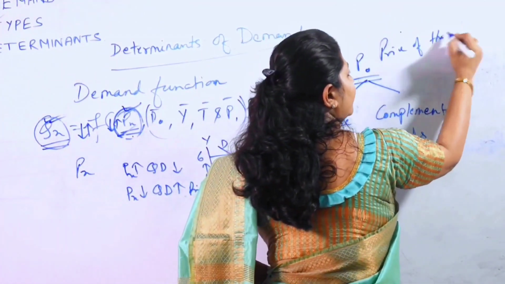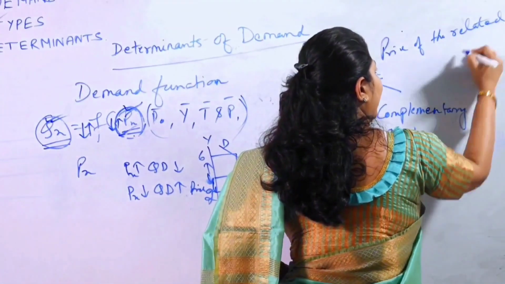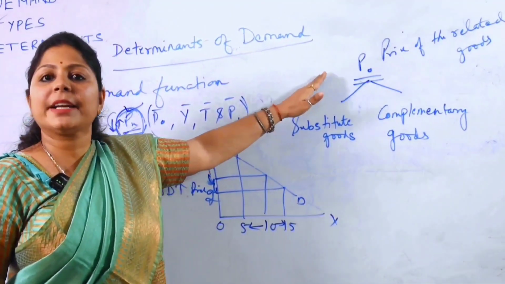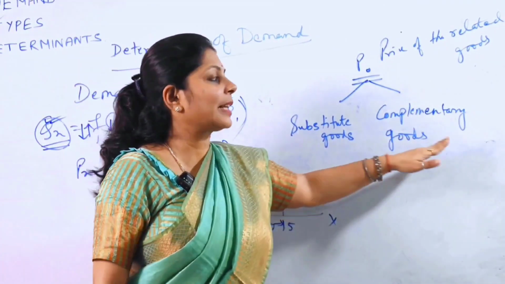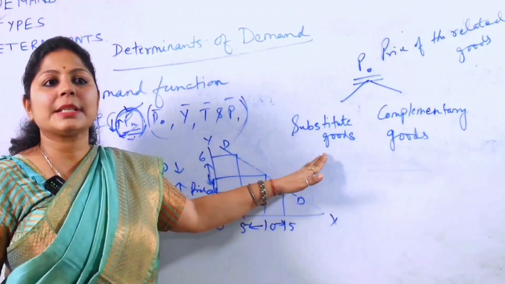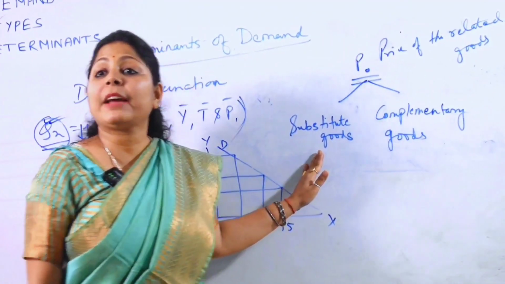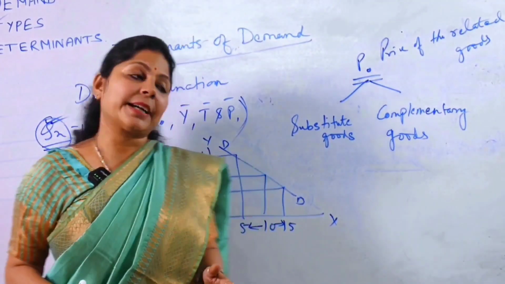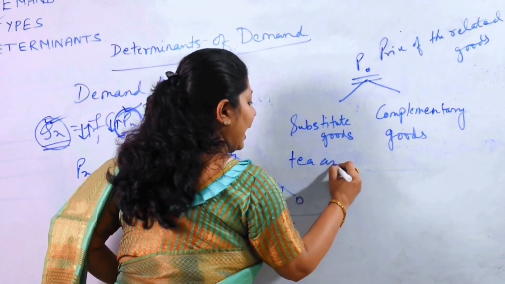Price of the related goods can be divided into two. One is substitute goods, the other is complementary goods. Substitute goods are those goods which give you equal level of satisfaction. Okay? Which give you equal level of satisfaction. Say for example, tea and coffee.